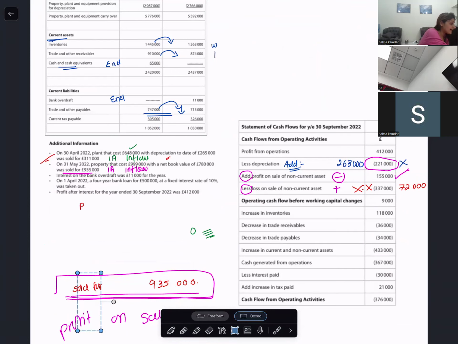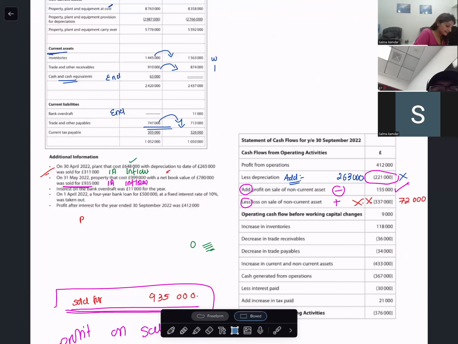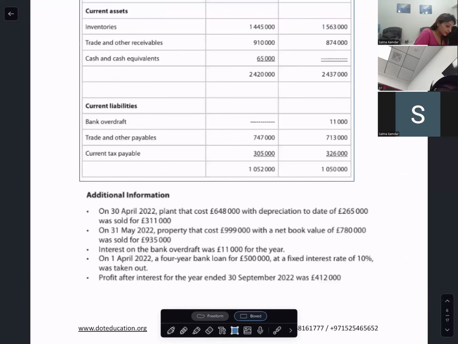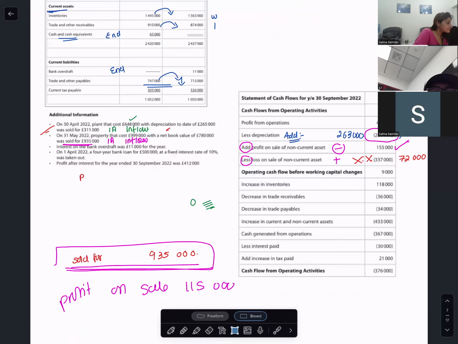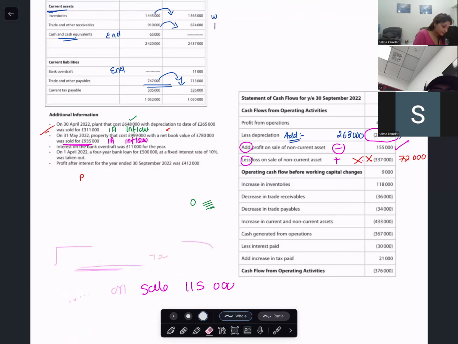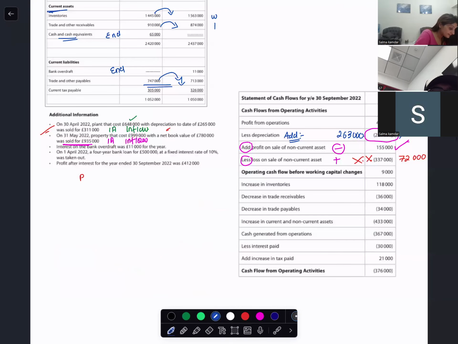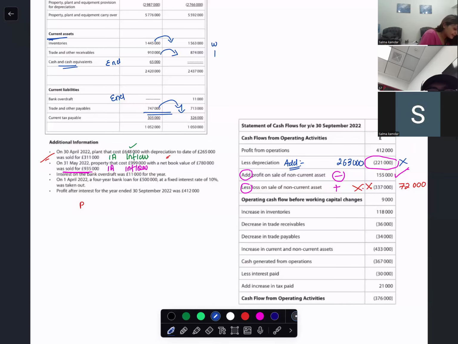This is what they have asked us in the part B. You have to make the cash flow from operating activities, and then you have to show the cash flow used in financing activities. So we will do the part B now. Are you with me? Okay, we will read ahead.